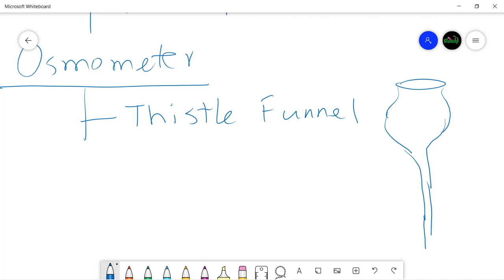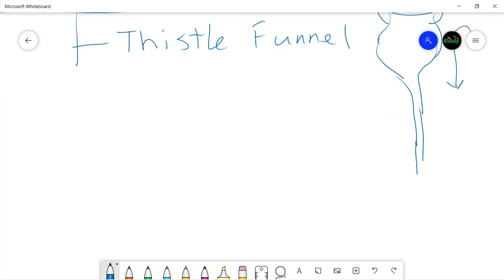So we invert it, and we tie that membrane on the mouth of the thistle funnel, and then it is inverted upside down and immersed in the solution. But you can use any tube that is available that has a sufficiently large bore so that we can easily add our solution. So here is the osmometer. It's a stand.